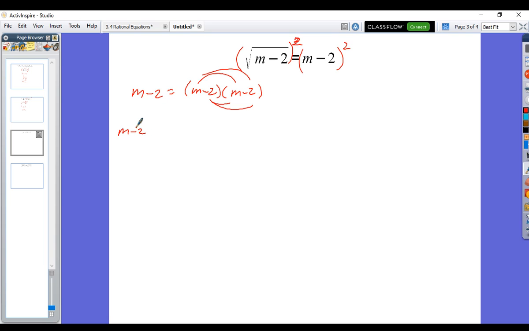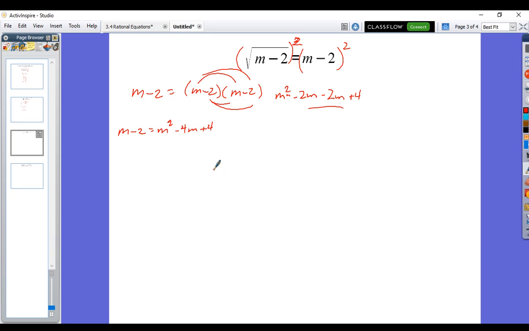So when we square both sides, on one side you just get your m minus 2, the side with the radical. This side, we square that. We FOIL that out. So m times m is m squared, m times negative 2 is negative 2m. Negative 2 times m is negative 2m. And negative 2 times negative 2 is positive 4. Combine like terms, we end up getting m squared minus 4m plus 4.